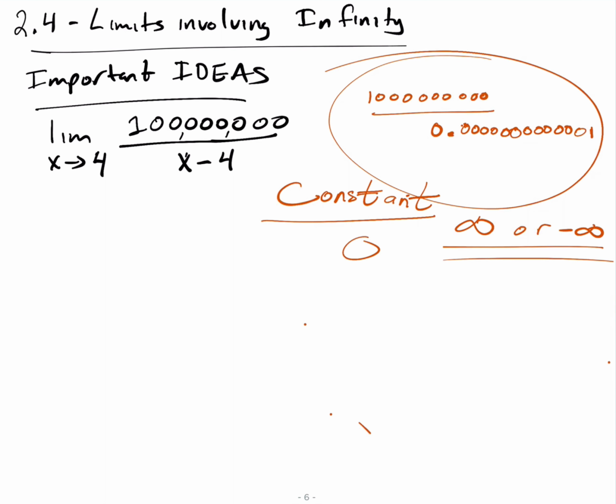Now, what is it in this case? Since this is approaching 4, let's do it from both sides, because we don't know what's going on here. This is a pretty easy one. There isn't much to it, except writing down all the zeros gets tedious, but that's my own fault.